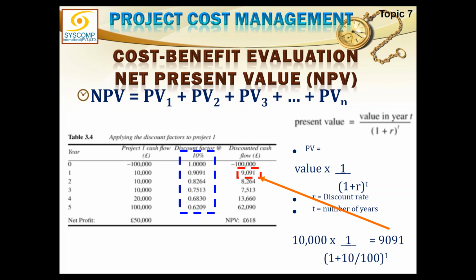Got it? Yes. So sir, you see, we were talking about a net profit of 50,000, which is actually worth only 618 rupees. Sir, can you explain to me this word net present value? Net, I can understand what is net profit. I can understand what is present value. Sum up all the present values. No, what is net present?